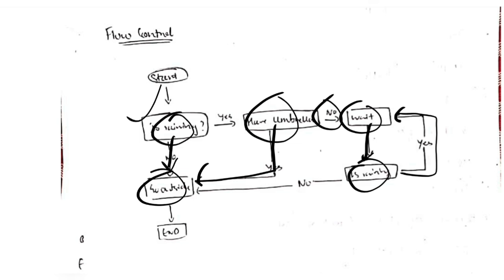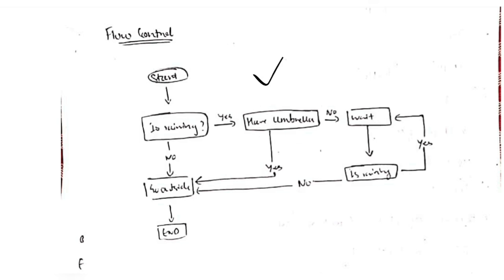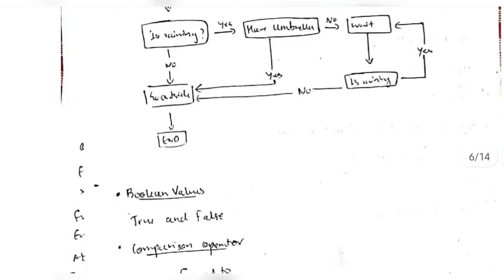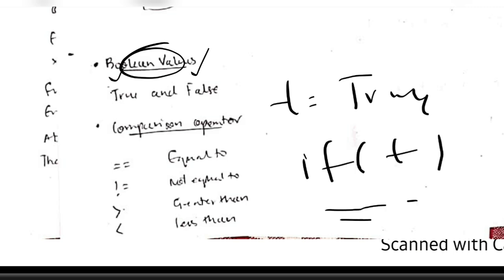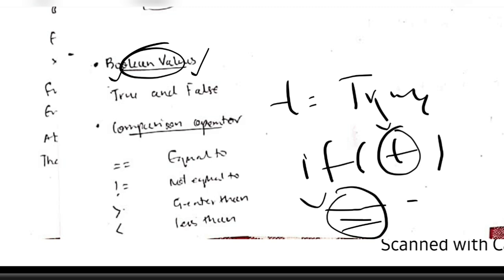Okay, so this is just a simple example of what the decision making process looks like. We'll be using it in programming also by using some statements. See here, the first one is the boolean. Boolean will have either true or false. If I write t is equal to true, and if I have an if statement here, if t, then execute some lines of code. That means if t is true, then only execute these lines of code, and I can initialize the value of t here.